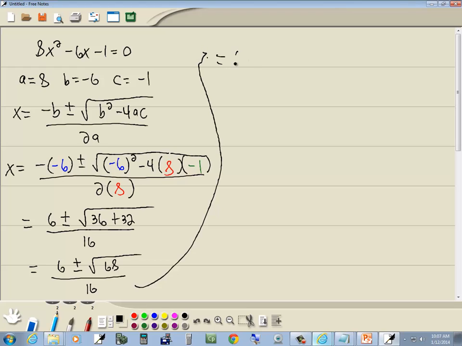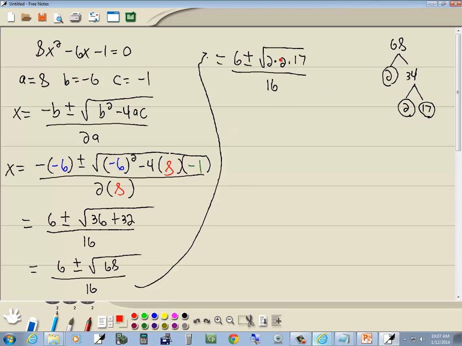Now 68 we can break down further. 68 is 2 times 34. 34 is 2 times 17, so it breaks down this way. Now if you don't see that, you can do the tree thing. Start with 68, it's divisible by 2. 2 times 34, 2's prime, so we circle it. 34 is also divisible by 2. 2 times 17, 2's prime, so we circle it, and 17's prime, so we circle it. So that's where you get that.